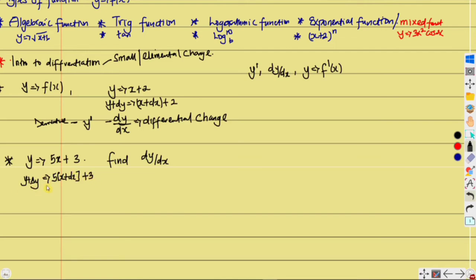Then if you expand the right hand side, you're going to have y plus dy equals 5 times x, that is 5x, plus 5 times dx, that is 5dx, plus 3. I hope students are getting this. Now, initially, what was y? y was equal to 5x plus 3, so that can be cancelled out.